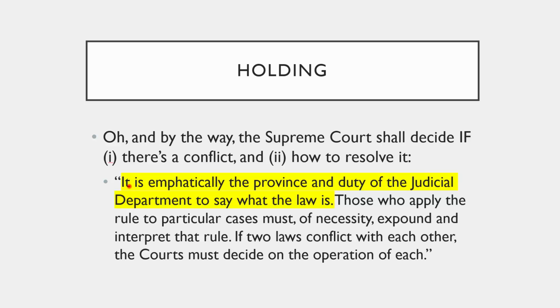It is emphatically the province and duty of the judicial department to say what the law is. Those who apply the rule to particular cases must, of necessity, expound and interpret that rule. If 2 laws conflict with each other, the courts must decide on the operation of each. I feel like this is the important part, and this is a general epigrammatic but not entirely helpful sentence. But it's super famous, and you got to know it.